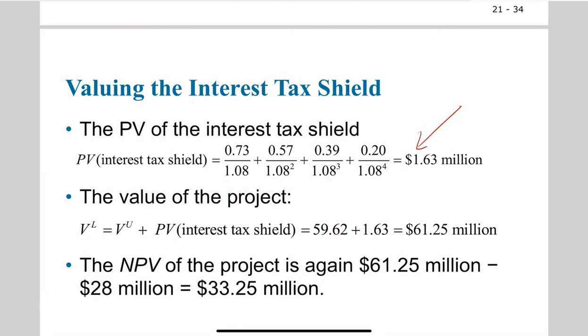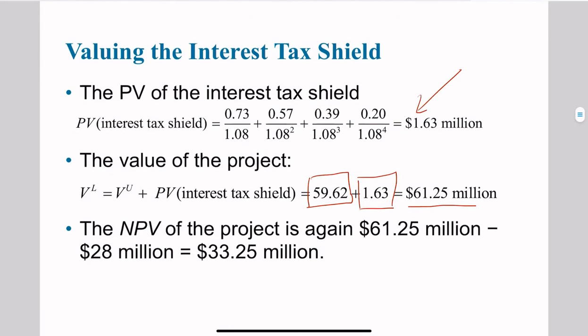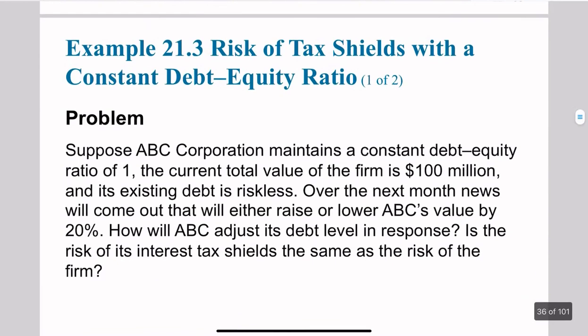Now, we have found out the firm's unlevered value, and we also have found out the firm's present value of the interest tax shields. So now, by adding up these two numbers, we will be able to figure out the firm's levered value, right? So it's $61.25 million. This number is the same as the number you got from using the WACC method, right? I mean, this is obvious because if you have a different number, then you are essentially in trouble. It means your calculation is incorrect.